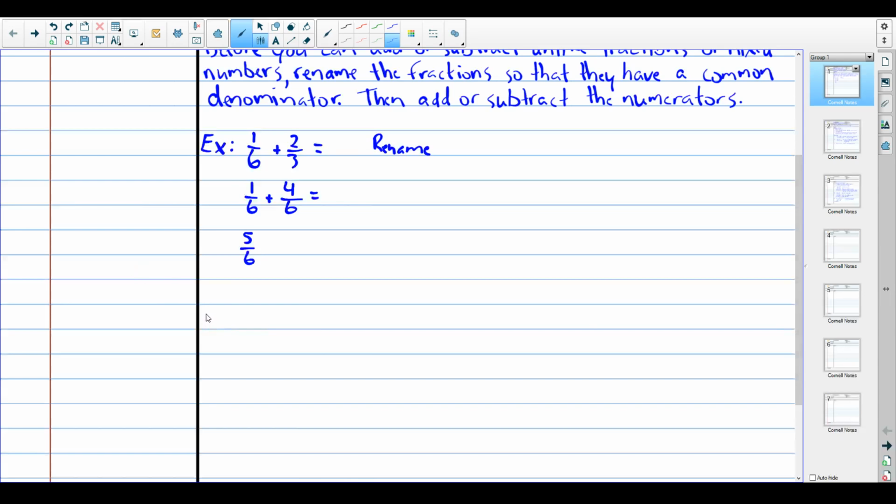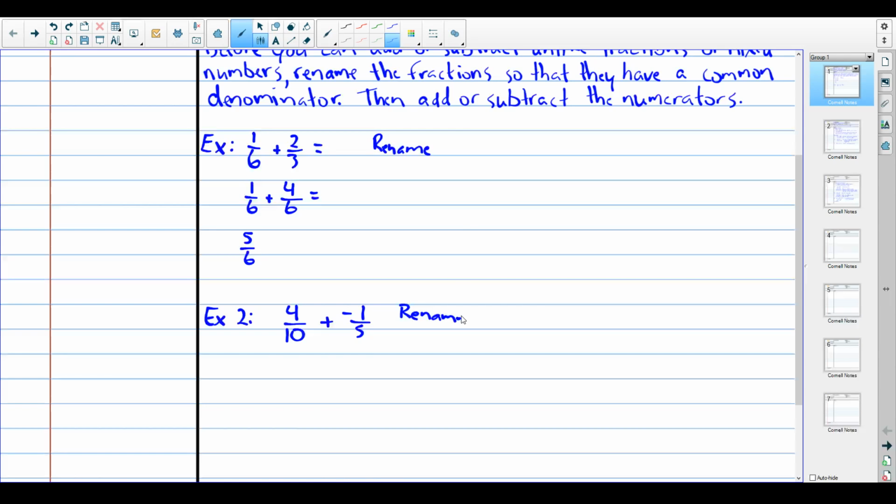All right, example 2. Oh, this was example 1. I didn't put 1 there. Oh well. So we have 4/10. And now instead of two positives, we're going to have one positive and one negative. Okay. So first thing we need to do is we need to rename our fractions.